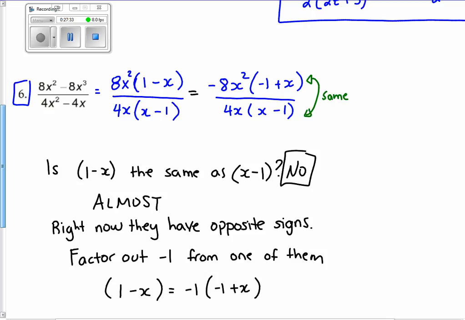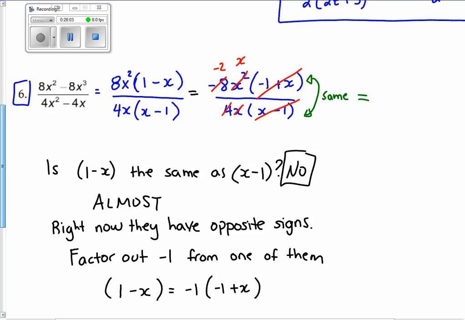And since they're the same, what happens? You get to cancel. You get to. Keep that perspective. It's a privilege. It's fun. What else cancels? Okay, 8 and 4 we can reduce to -2 and 1. X squared divided by x is just an x.